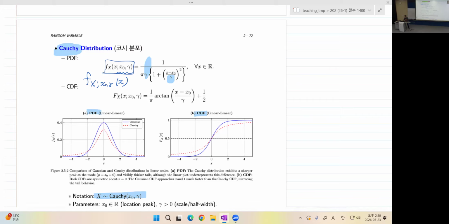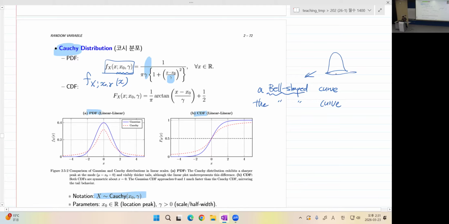Last time I said that bell-shaped curve has two meanings. And this one, bell-shaped, really means it looks like a European bell, right? But here, the bell curve or bell-shaped curve usually means Gaussian distribution or normal distribution, okay?